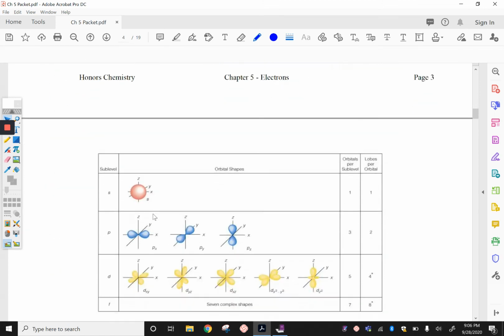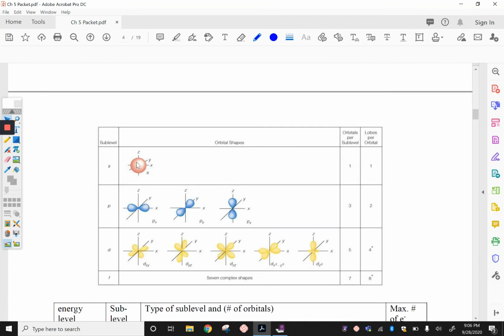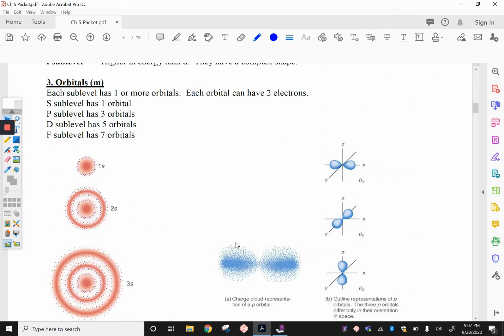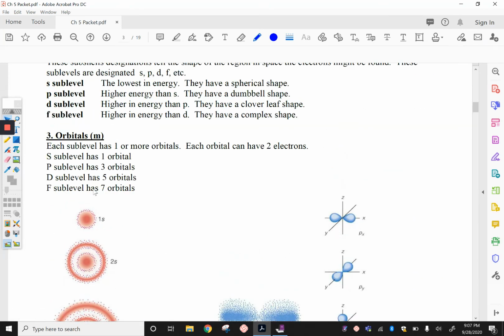So let's look back here. So the S, when I graph it, I only get 1 orbital, 1 graph. The P, when I graph it, I get 3 of them. 1 in the X plane, 1 in the Y plane, 1 in the Z plane. When I graph the D, I get 5 of them. 1 in the XY plane, the YZ plane, the XZ plane, and so on. When I graph the F's, I get 7 of them. So I say the S has 1 orbital, P has 3 orbitals, D has 5 orbitals, and F has 7 orbitals.